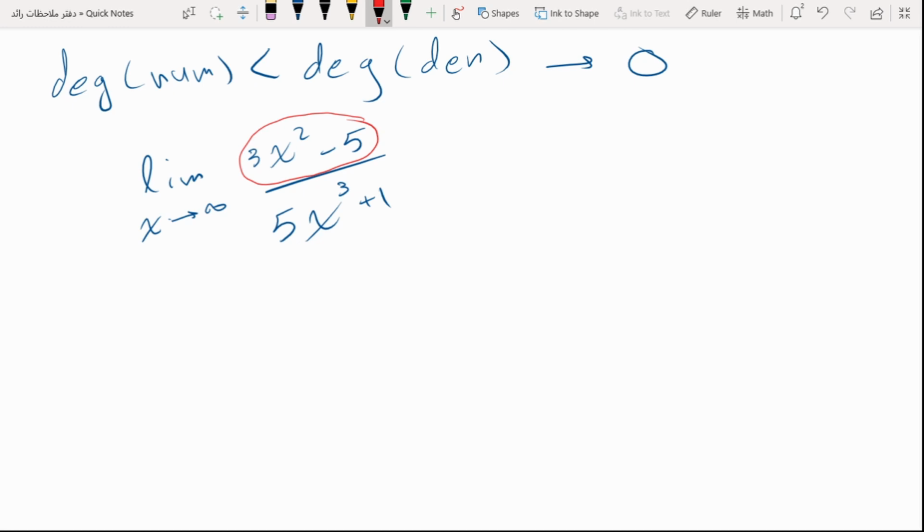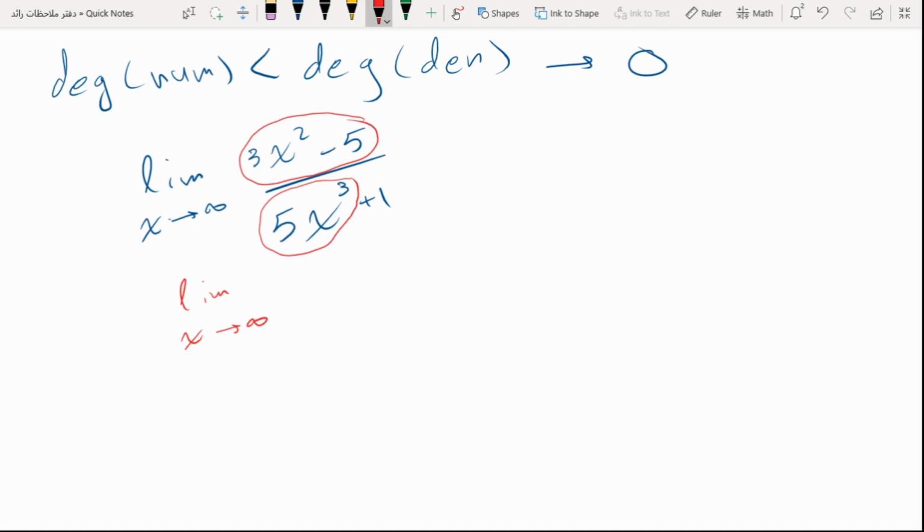Why is that? To prove that, I will show you limit as x approaches to infinity. Before I start, I will choose the highest degree, x to the power of 3.